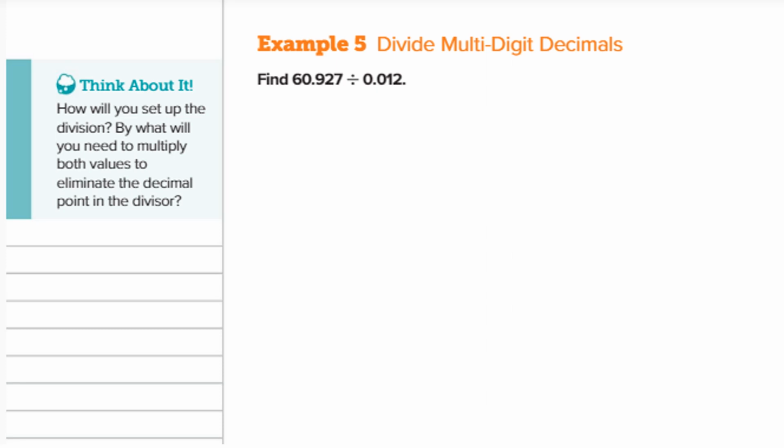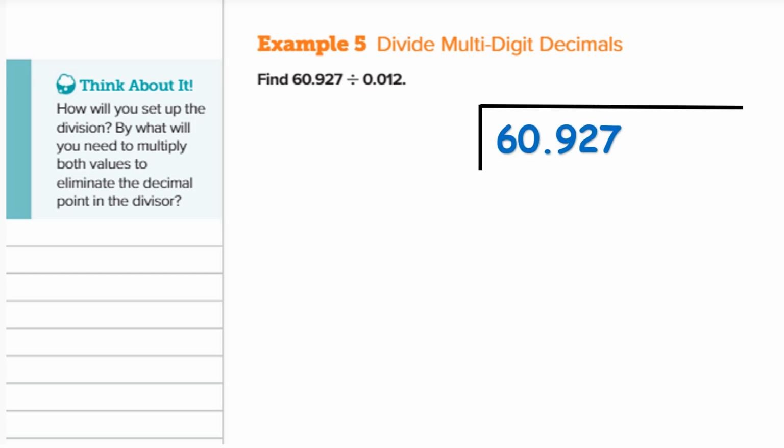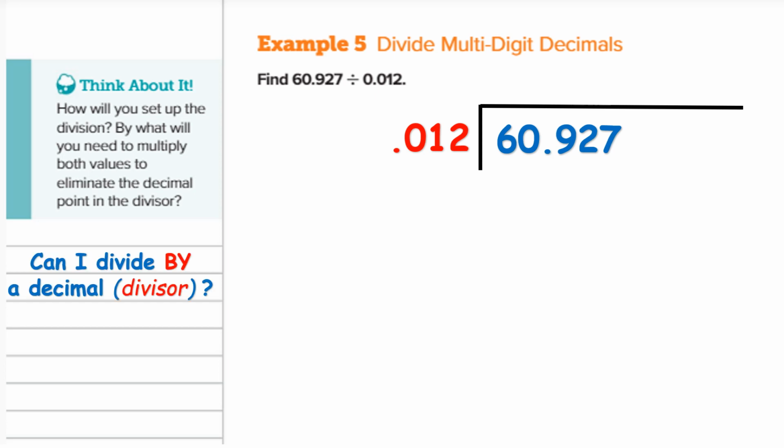So how about this one? One of the things we have to do is be willing to persevere, and sometimes we end up with really long numbers. Once again, which one goes inside the division box? The first one. So hopefully you have 60.927 inside your division box. Therefore, your second one, that is your divisor, is on the outside. And then I ask myself, can I divide by a decimal? And I say no. So I have to OOU it.